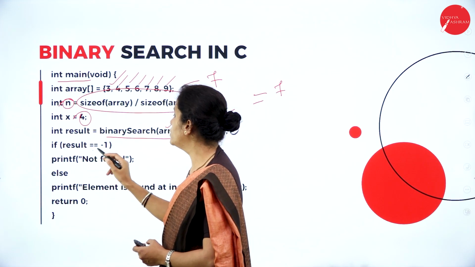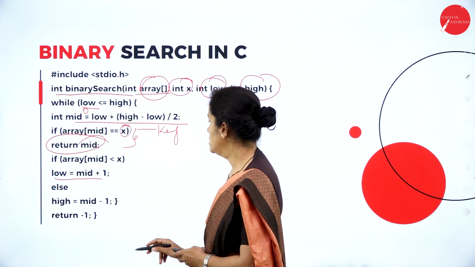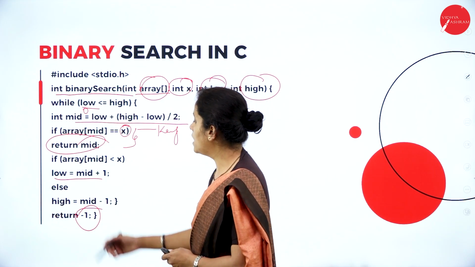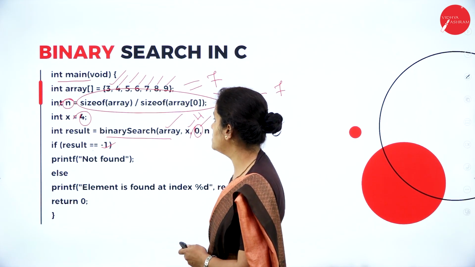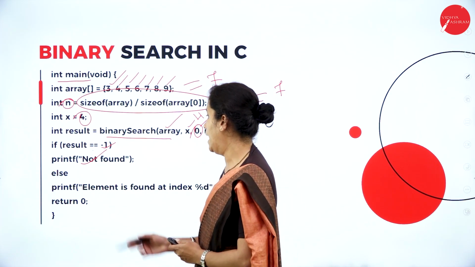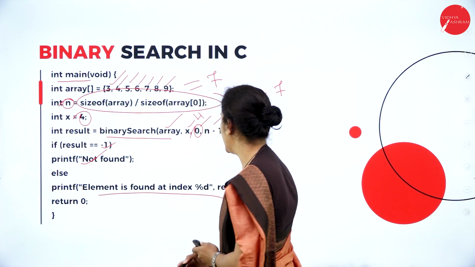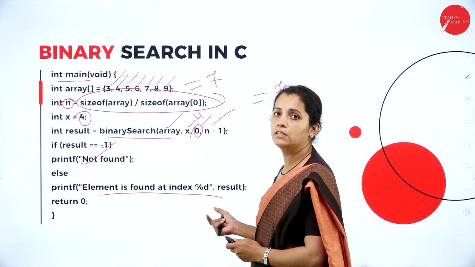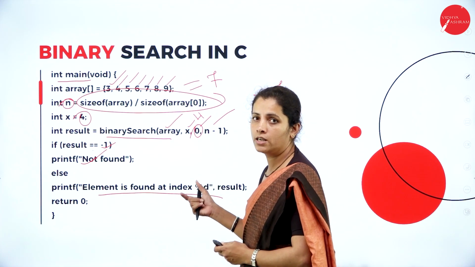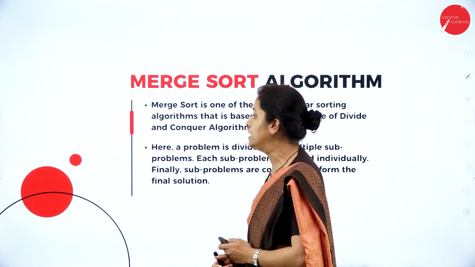If the result is equal to minus 1, because see here, I'm returning the value. So if I return minus 1, then what's the meaning? Key is not found in the given array. Else, key is found at the index and I just want to display the index value, the position in which I got the key.